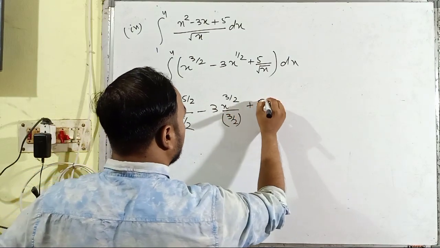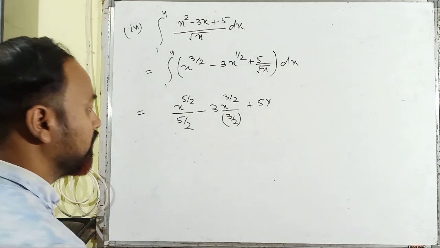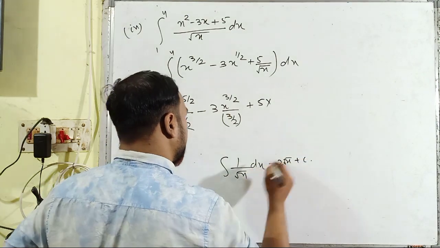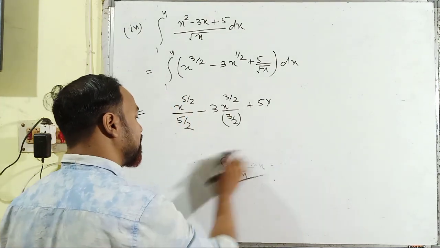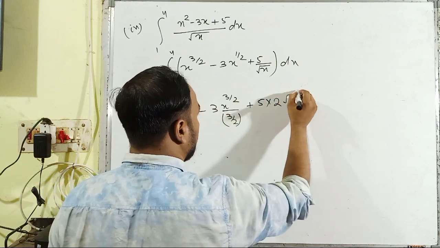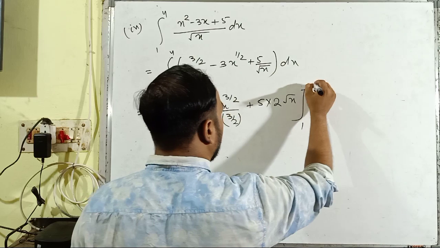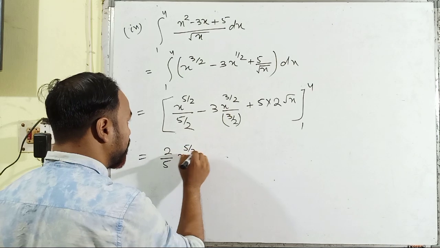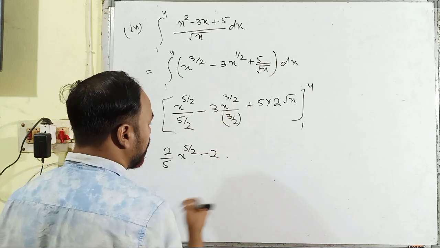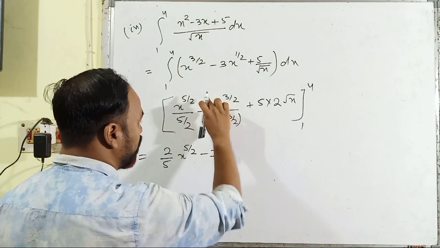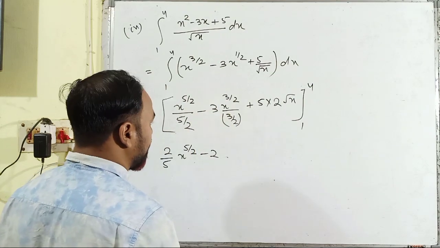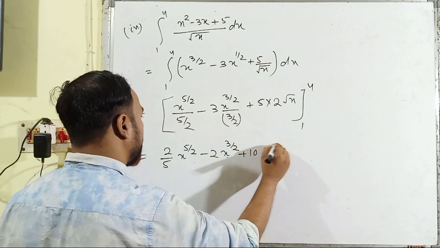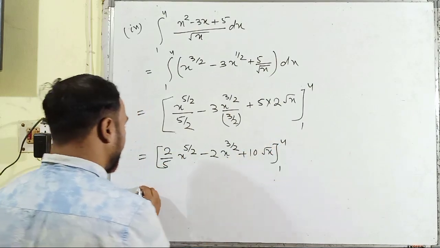Now the integral of 1 over root x with respect to x is 2 root x plus c. So just write down 2 root x here, but from the lower limit 1 to the upper limit 4. Now this is 2 by 5 x to the power 5 by 2 minus 2 by 3 multiplied with 2 by 3, so cancelling both of the 3, we are getting 2 x to the power 3 by 2 plus 10 root x from 1 up to 4.